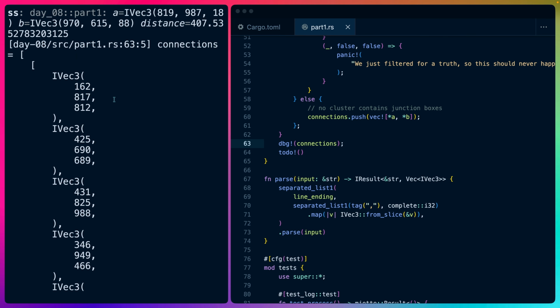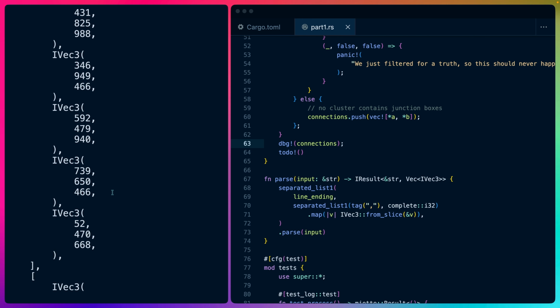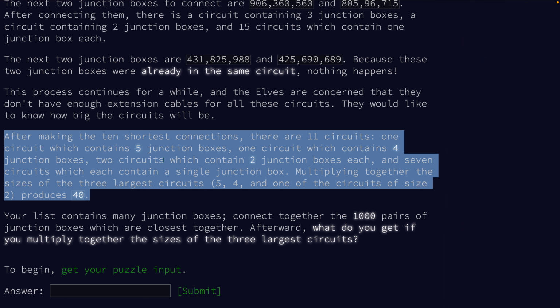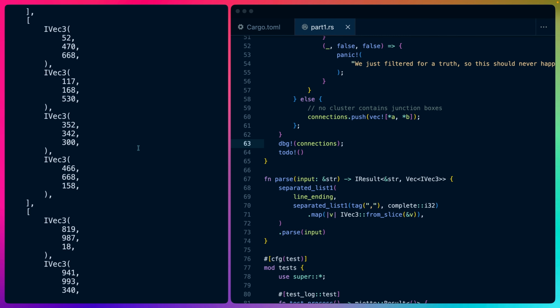So I'm just going to switch to debug for a second, go 1, 2, 3, 4, 5, 6. That seems like too many. What are the numbers we're supposed to have? Multiplying the sizes of the 3 largest circuits, 5, 4, and 2. One circuit contains 4. Did I add the wrong ones in? Am I like pushing extras in?